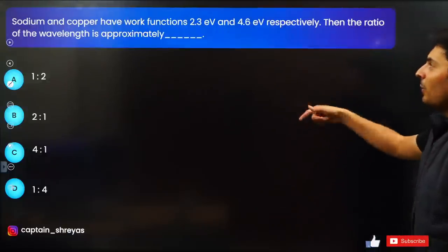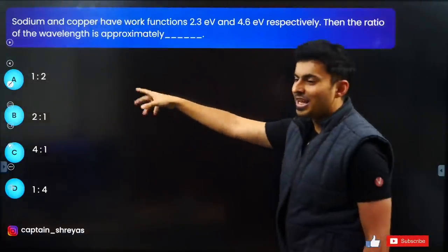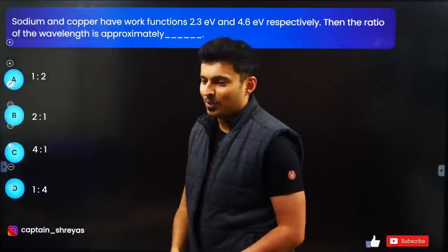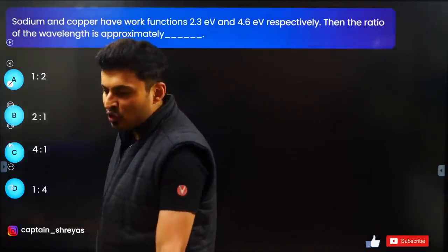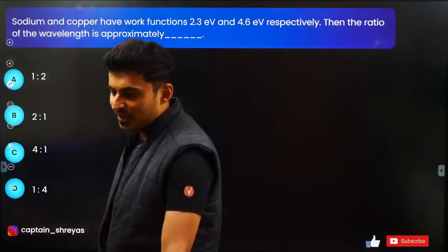Alright, sodium and copper have work functions 2.3 and 4.6. The ratio of the wavelength is approximately? I want everybody to spam the answers in the chat box. I'm so glad, Harshini Amrasu. I'm so glad. And this is how the classes will be.